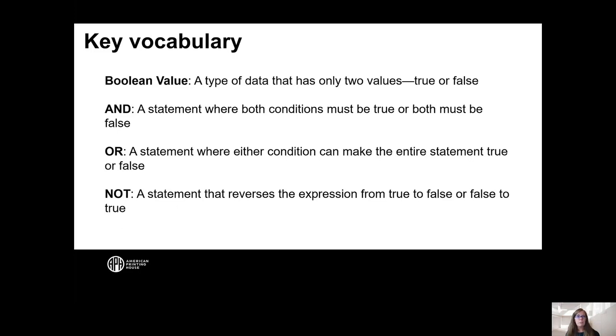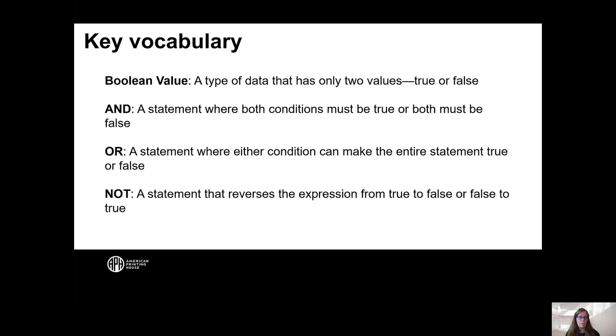Our vocabulary is really important in this lesson. So a Boolean value is a type of data that only has two values, true or false. And we have our operators. We have and, a statement where both conditions must be true or both must be false. In our language, and gives us more, but in Boolean values, it actually narrows our field of choices.